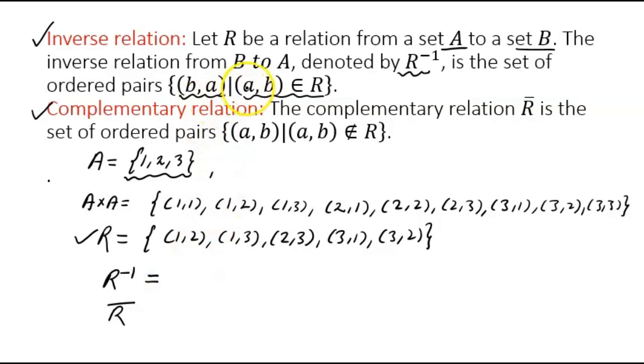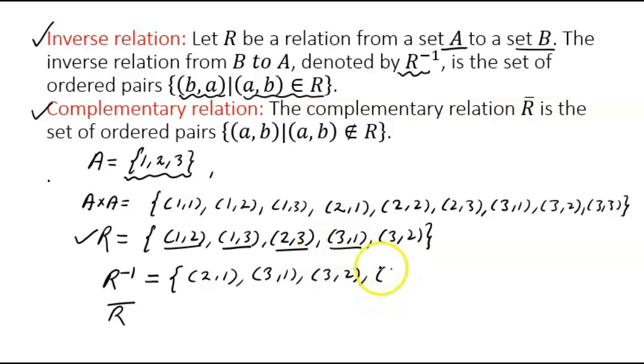It is saying that if A B belongs to R, then B A belongs to R inverse. So if 1 2 belongs to R, then 2 comma 1 should belong to R inverse. If 1 comma 3 is in R, then 3 comma 1 is in R inverse. If 2 comma 3 is there, here we will have 3 comma 2. For 3 comma 1, here I will have 1 comma 3. For 3 comma 2, here I will have 2 comma 3. So this is the relation R inverse.